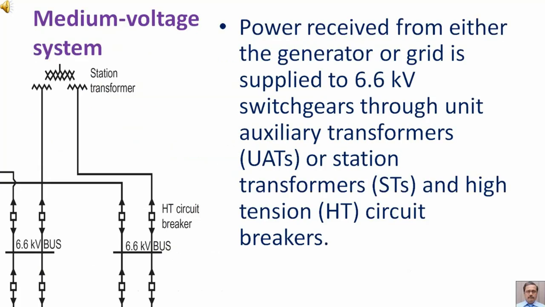Power received from either the generator or grid is supplied to 6.6 kilovolt switchgears through unit auxiliary transformers or station transformers and high tension circuit breaker.